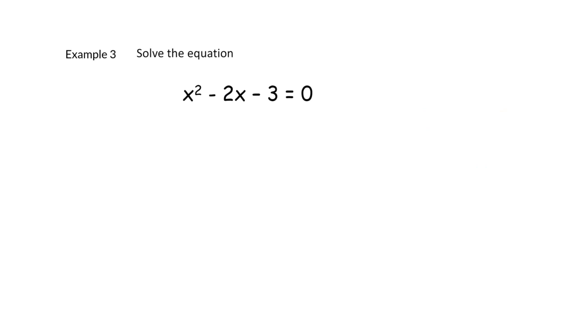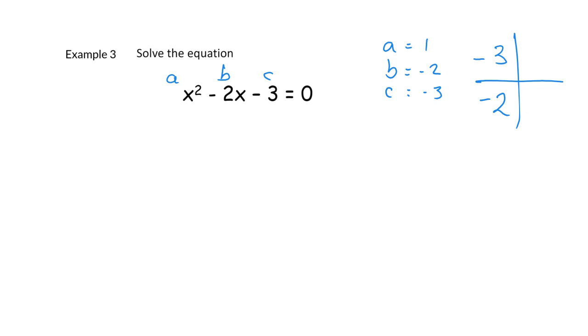Okay, then final example. Hopefully you'll recognize straight away that this is a trinomial, and this may be unfamiliar to some of you, but we'll follow our standard procedure of labeling the coefficients. That gives us a equals 1, b equals minus 2, and c equals minus 3. We'll input those into our window. So we have a times c, so it's negative 3 and negative 2. We need these two numbers to be values that multiply to get negative 3, but add to get negative 2.